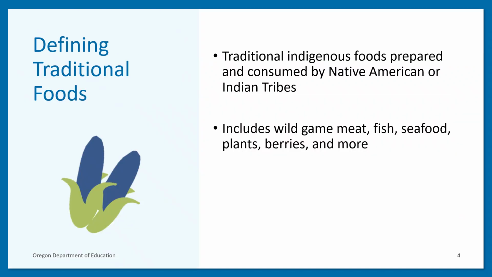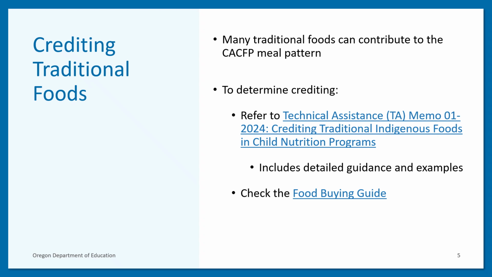Traditional foods can be defined as traditional indigenous food items prepared and consumed by Native American or Indian tribes. This includes a wide variety of foods that can include wild game meat, fish, seafood, plants, berries, and more. Many traditional foods can contribute to the CACFP meal pattern. To determine crediting, sponsors can refer to the Technical Assistance Memo TA01-2024 titled Crediting Traditional Indigenous Foods in Child Nutrition Programs. This memo provides detailed guidance with definitions and examples.